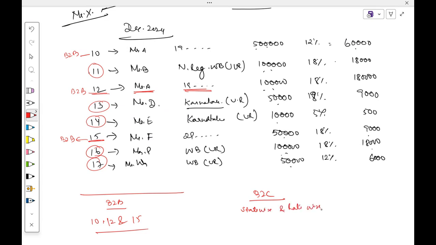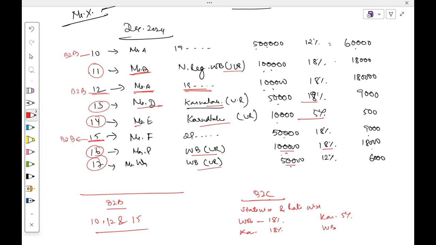So how many line items are we supposed to make for B2C transactions? This one is Mr. B, West Bengal. So we are required to report West Bengal 18% as a separate line item. Then here Mr. D, Karnataka 18%. Then we are required to report Karnataka 18% as a separate line item. Then Mr. E, Karnataka 5%. Again, a separate line item is required. Karnataka 5%. And then West Bengal 18% and West Bengal 50,000 at 12%.